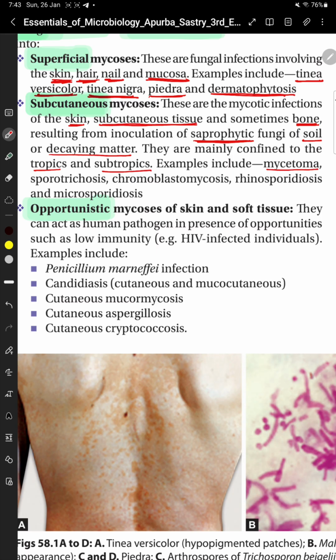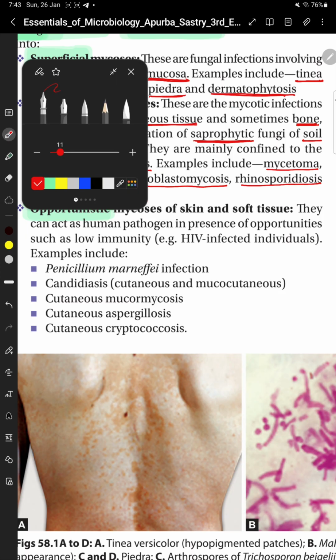Examples include mycetoma, sporotrichosis, chromoblastomycosis, rhinosporidiosis, and microsporidiosis.